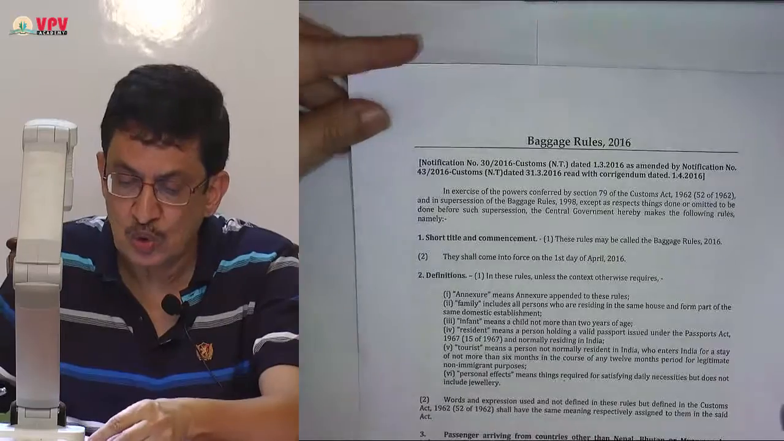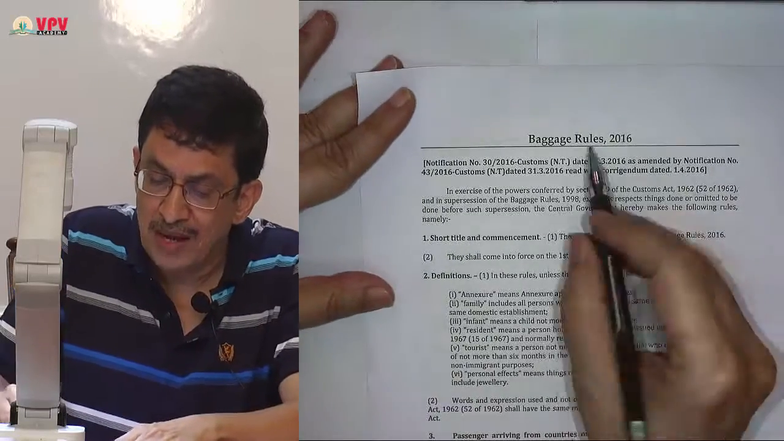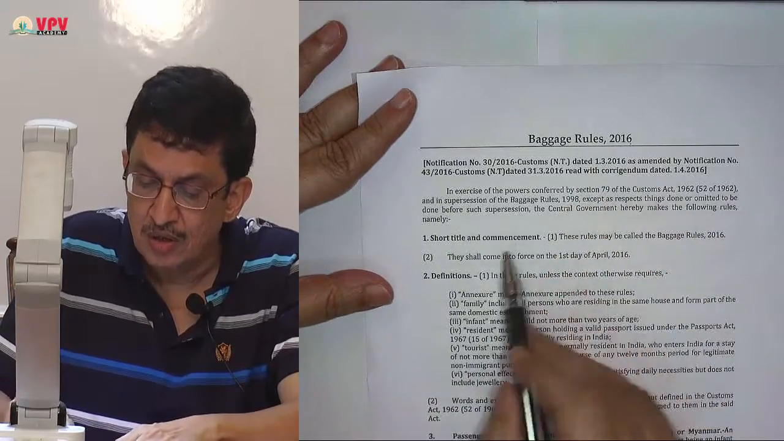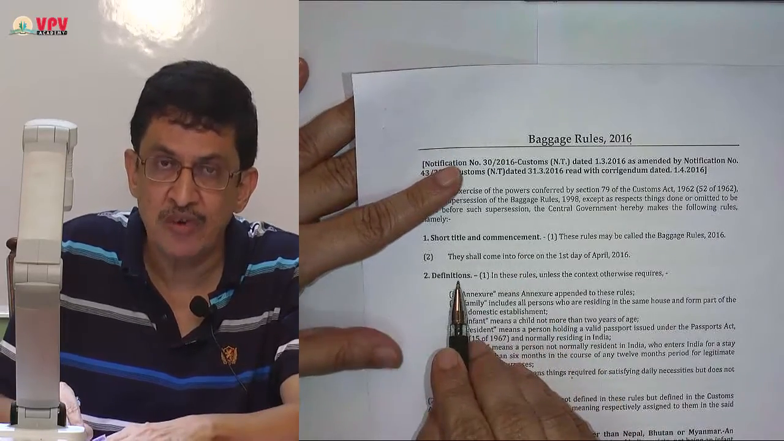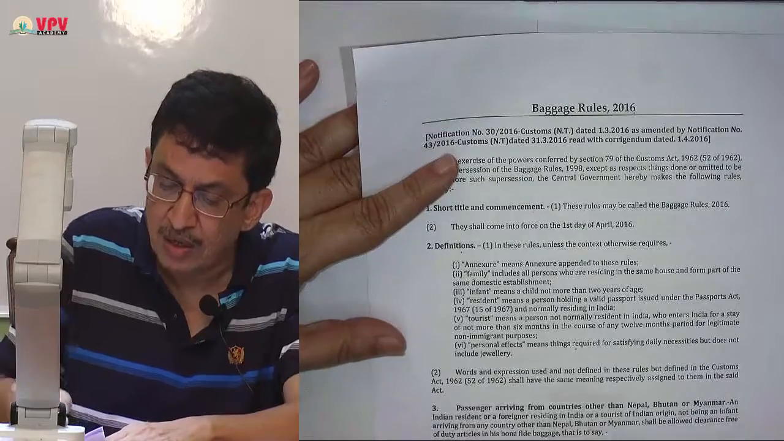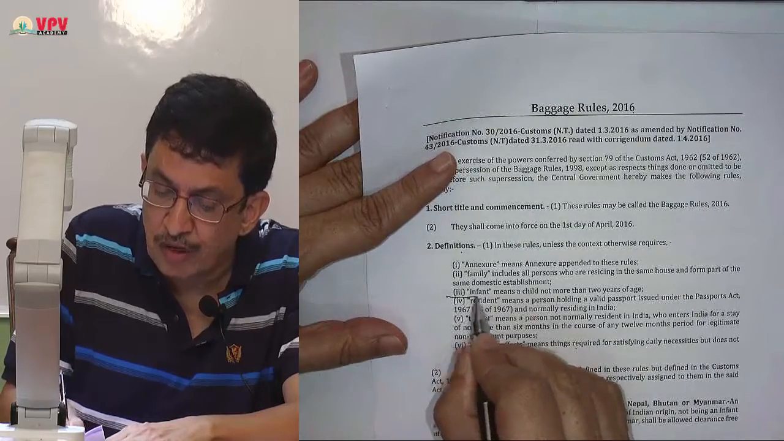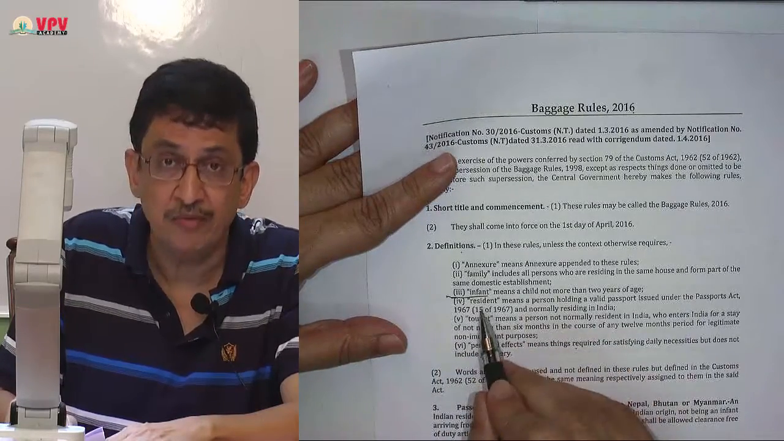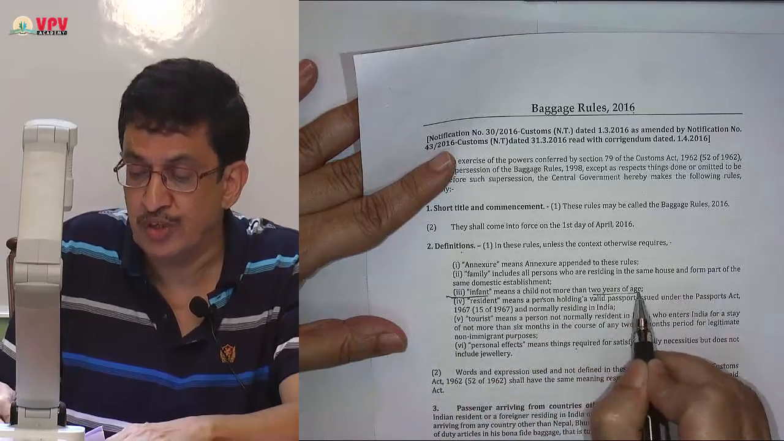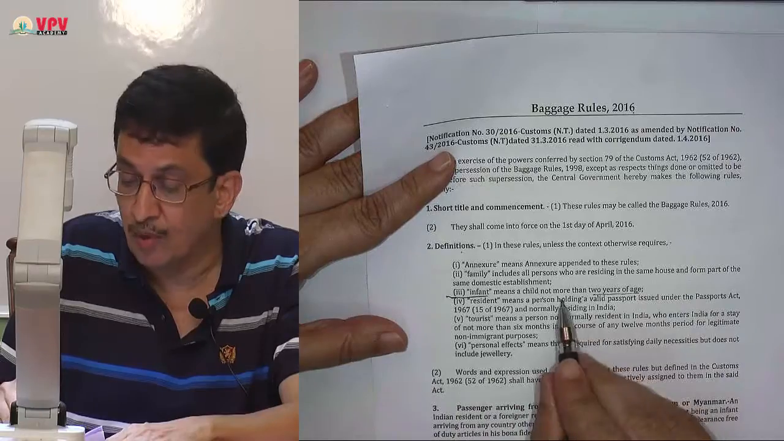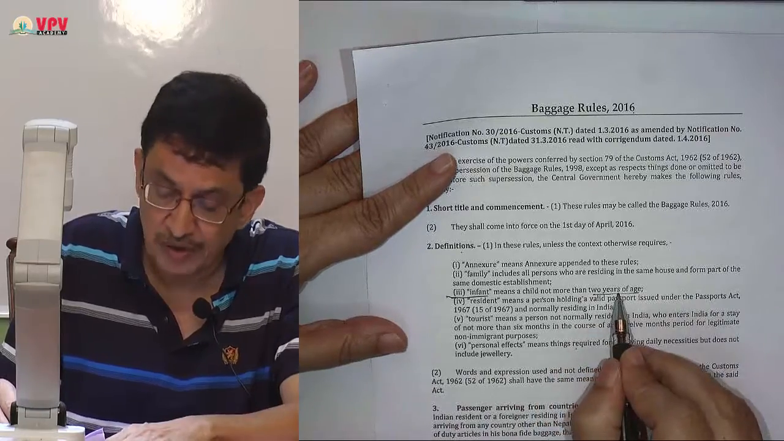In these Baggage Rules 2016, short title and commencement are not relevant. Definitions, not every definition is relevant for us, but focus on the definition of infant. What do you mean by infant? Infant means a child not more than 2 years of age. That is the definition. So not more than 2 years is an infant.